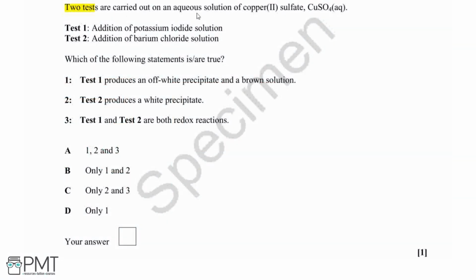Two tests are carried out on an aqueous solution of copper 2 sulfate, with the formula shown here. Test 1 is the addition of potassium iodide solution, and test 2 is the addition of barium chloride solution. And for this question, we have to pick which of the following statements are true. So it could either be just one that's true or a combination of the three statements.